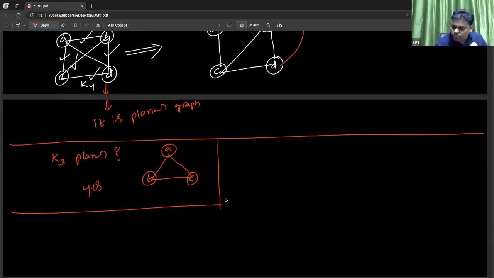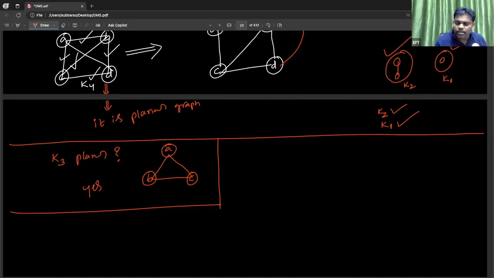Now observe properly. If you want, you can verify. K2, there is no meaning of K2, but it is also planar. These are small things. K1 means only one vertex, that is also planar. This is K2, two nodes, that's it. This is K1. Remember, K1 planar, K2 planar, K3 planar, K4 planar.